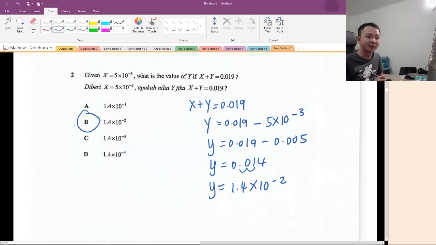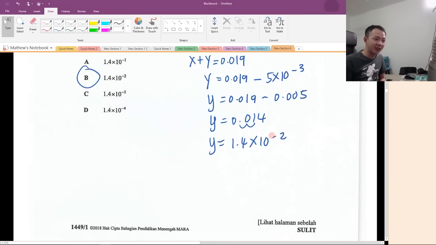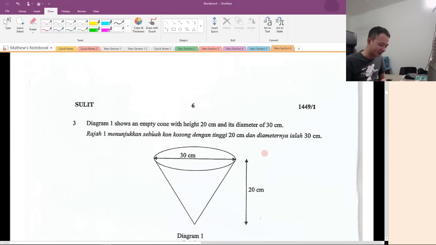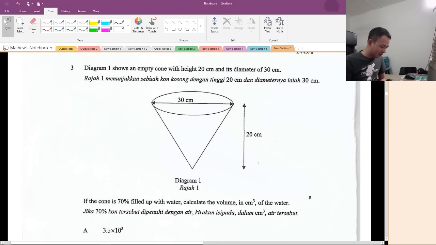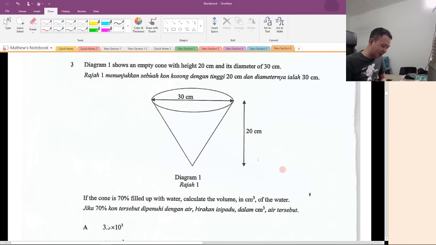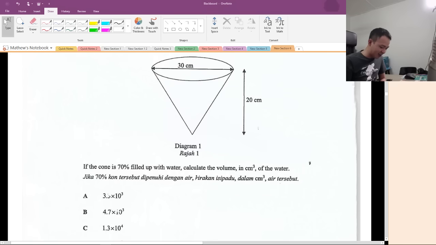Alright, okay, let's move on to the next one. So this diagram will show the empty cone. The height is 20 and diameter will be 30. And it's filled up 70% with water. Calculate the volume of the water. So this one will be actually quite easy. If I separate it into half here, this one should be 15, right? Just 30 divided by 2.